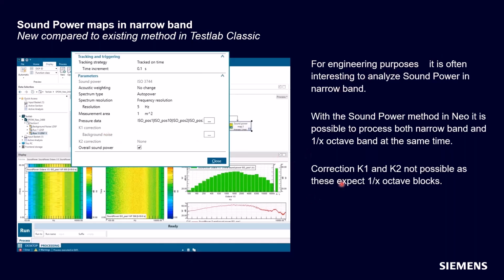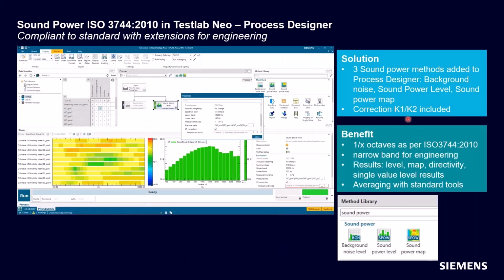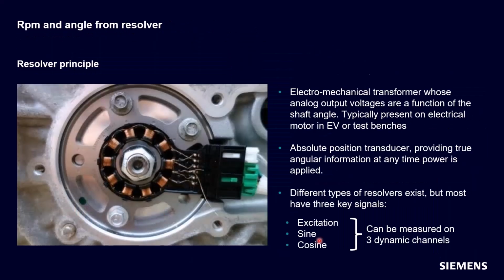And this method, if you do an FFT based, doesn't support K1 and K2 yet because those are expected to be octave blocks. So if you wanted to correct for K1 and K2, you need to use the sound power calculation, not this one that's FFT based. Okay, so this does include K1, K2, but not the narrowband option.